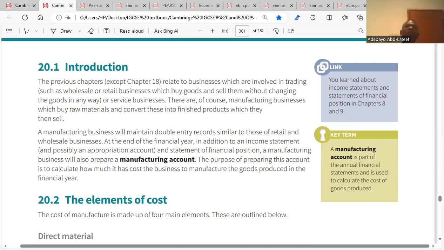But first, you have to prepare your manufacturing account, which contains the raw materials, the finished goods, and the work in progress. Every expenditure that is attached to those raw materials will be added together. That's what we call the manufacturing account. I think that's clear. So what are the elements?